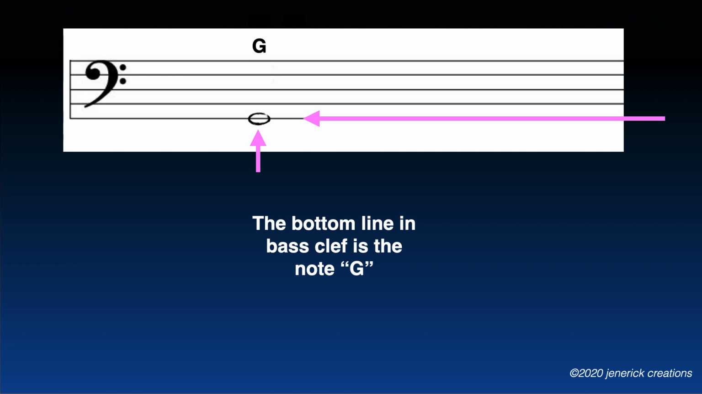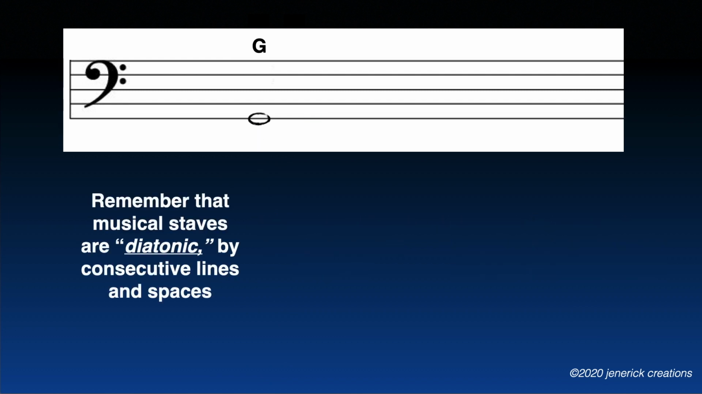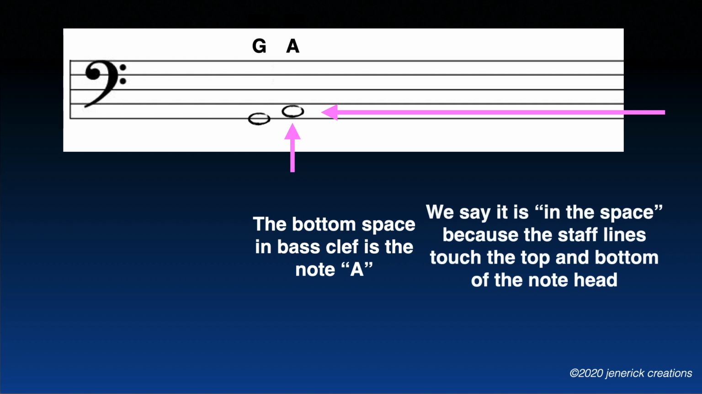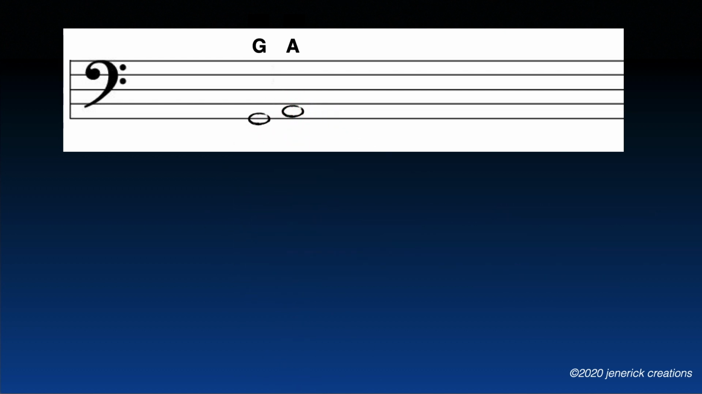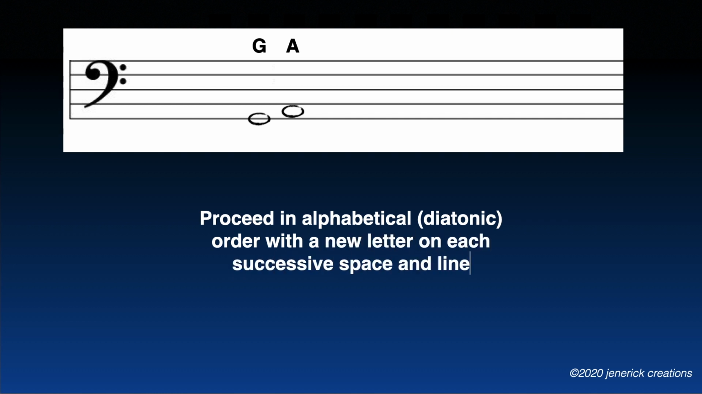The bottom line in bass clef is the note G. We say it is on the line because a staff line runs through the note head. Remember that musical staves are diatonic by consecutive lines and spaces. Since we started on a line and we're moving to an adjacent space, we go to the next note in the musical alphabet. The bottom space in bass clef is the note A. We say it is in the space because the staff lines touch the top and bottom of the note head. We then proceed in alphabetical or diatonic order with a new letter on each successive space and line.